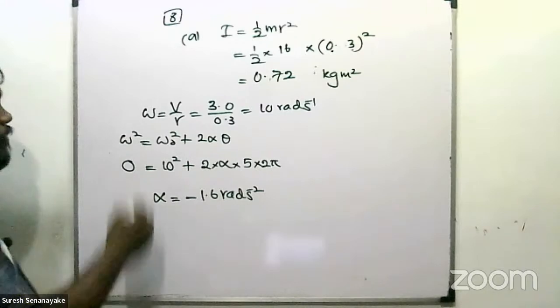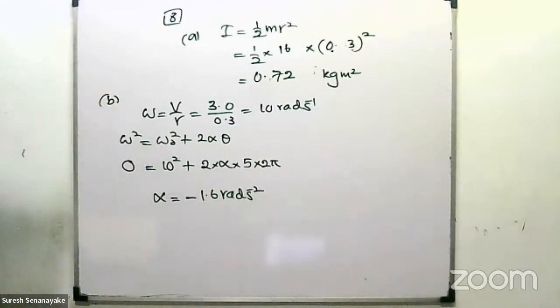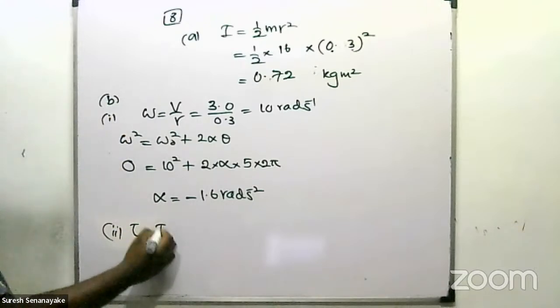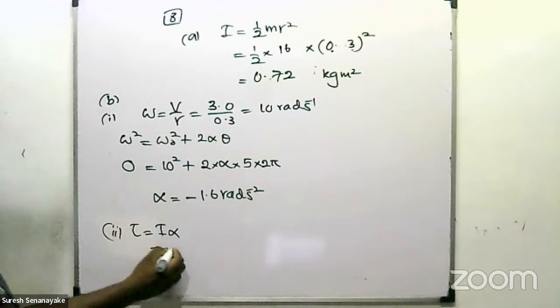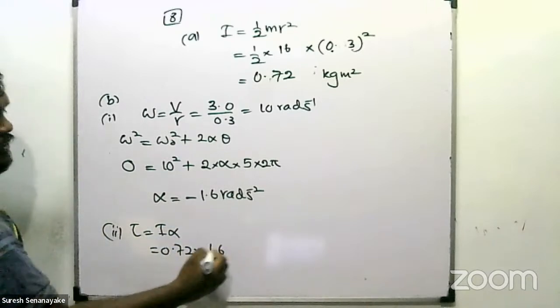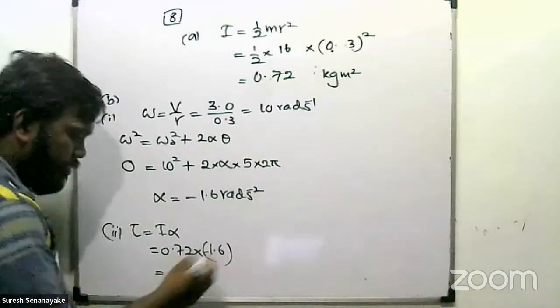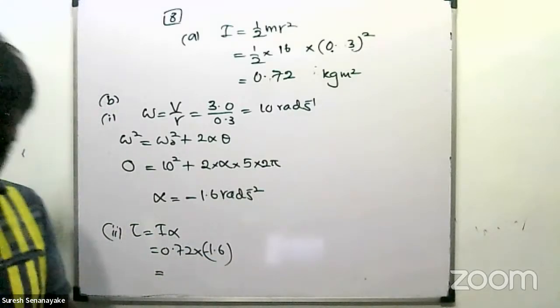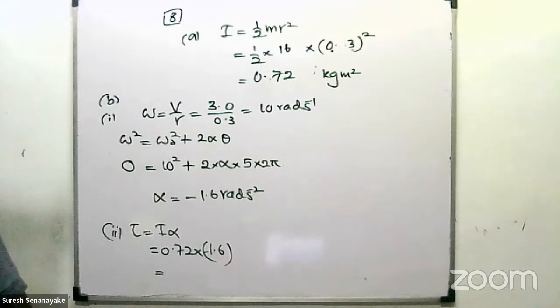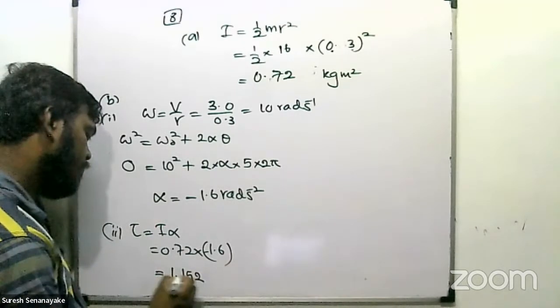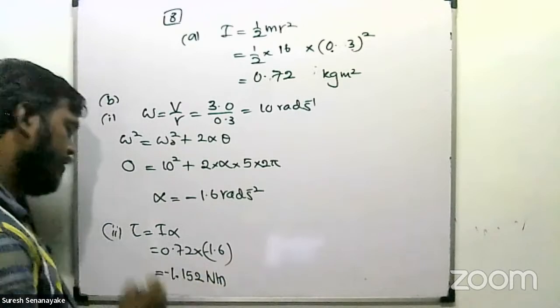Then you can find the frictional torque. That's part B here. The frictional torque equals I alpha. I is 0.72, alpha is 1.6, minus, because the frictional torque means it's a minus value. To get this, 1.152 newton meter is the frictional torque.